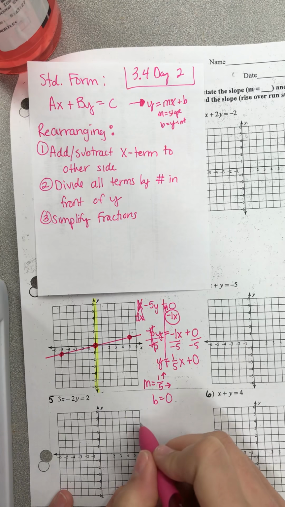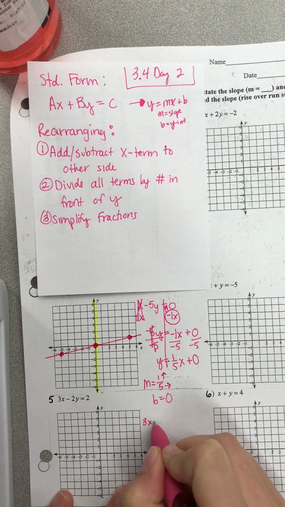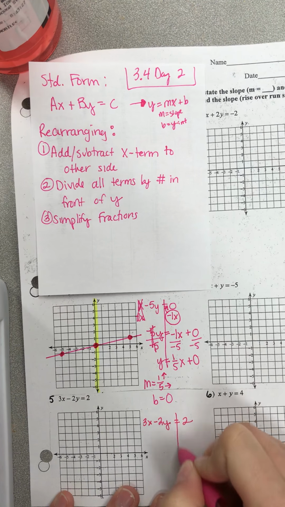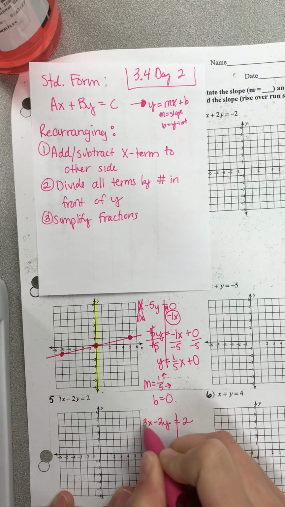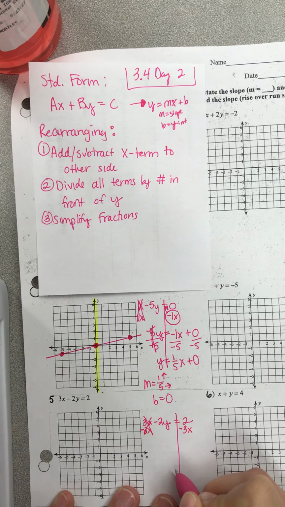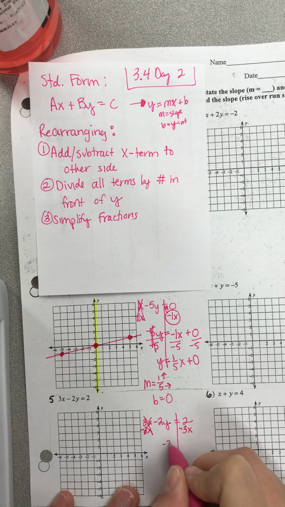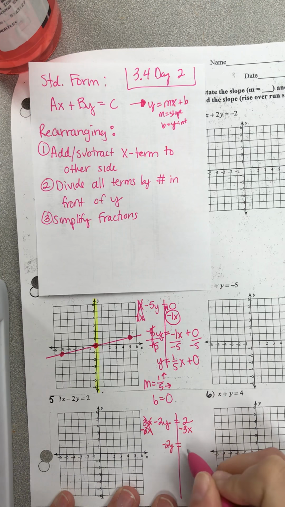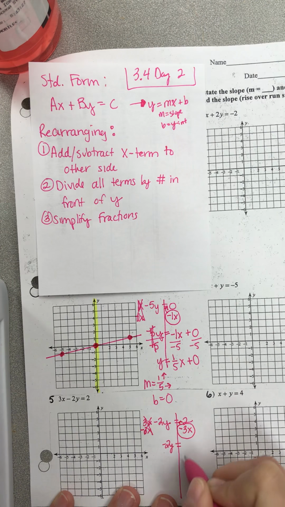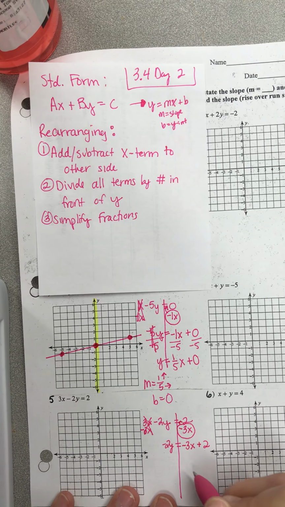In problem number 5, the equation is 3x minus 2y equals 2. Step 1 is to add or subtract the x term, so the opposite of a positive 3x is subtracting 3x on both sides. A negative 2y drops down, and that equals your x term that you just subtracted goes in front of your constant, so negative 3x, and the constant is a positive 2.